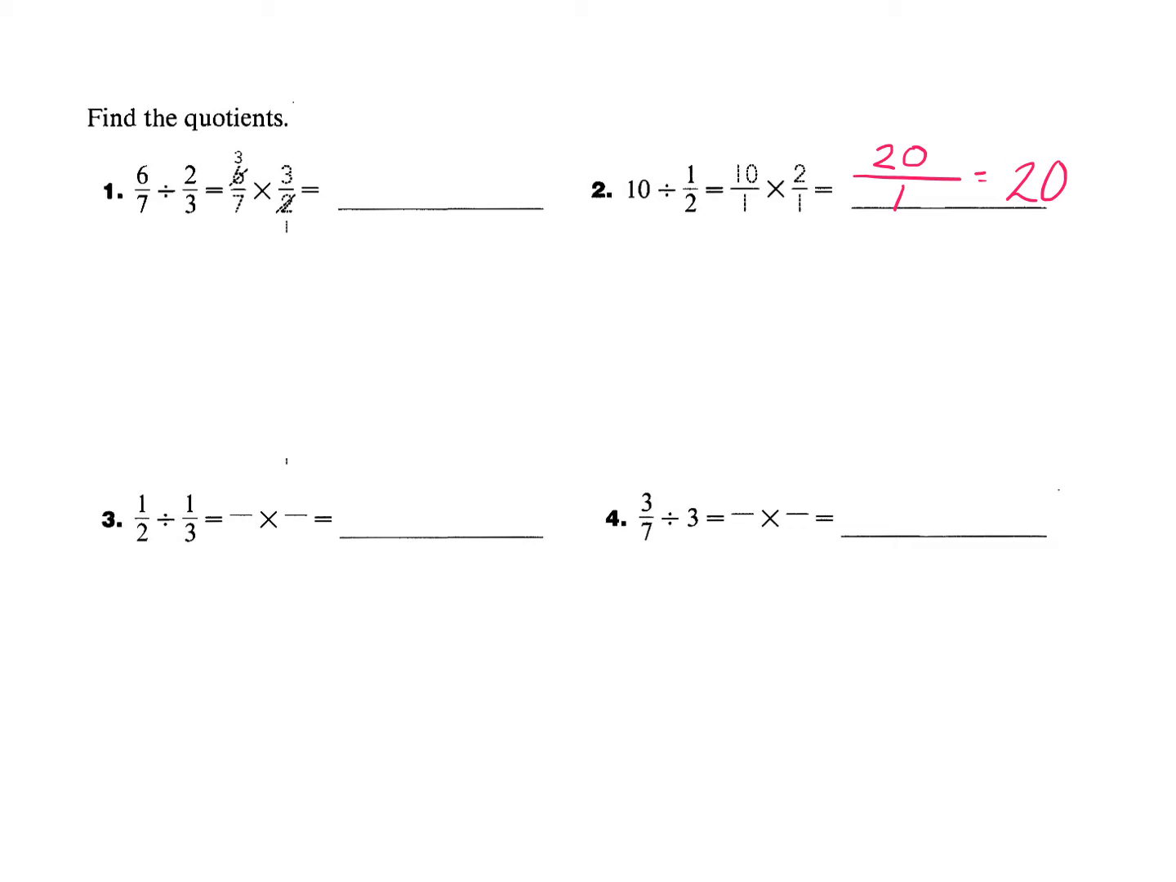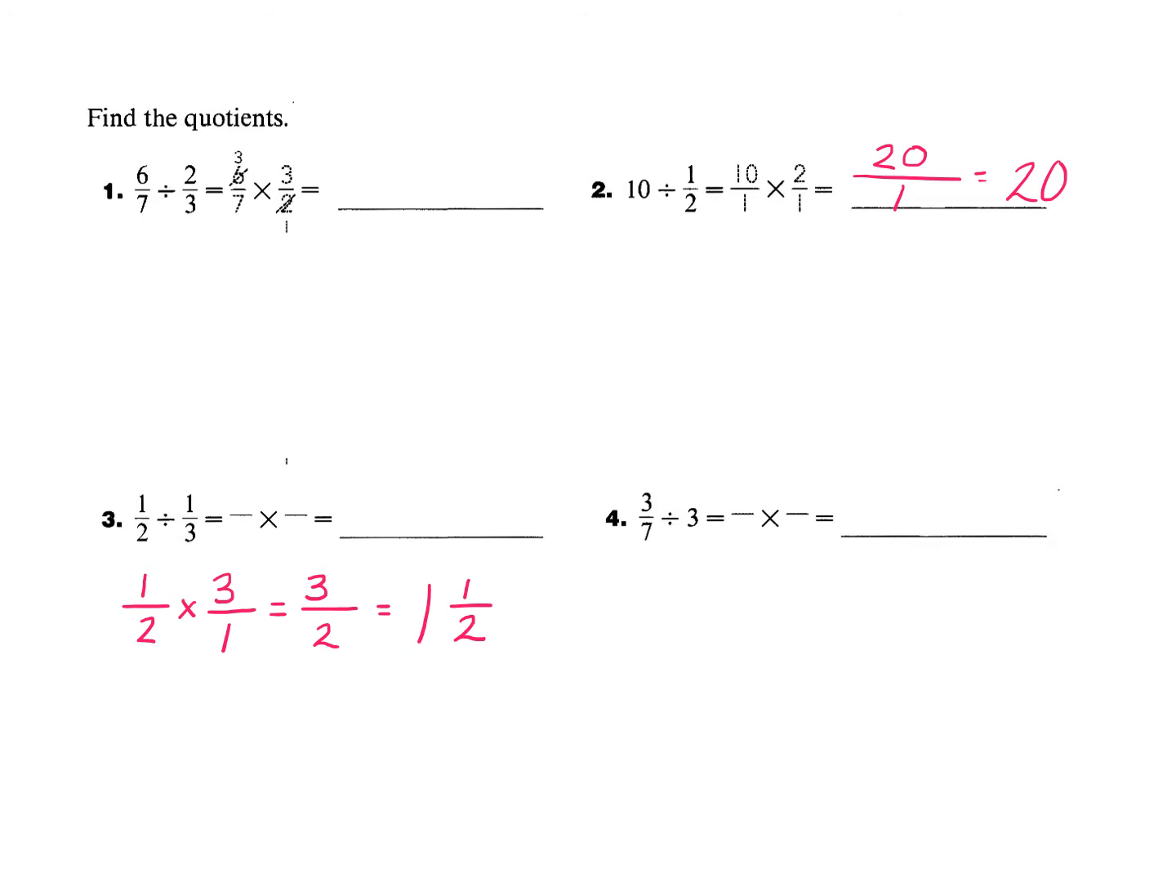Question number 3, 1/2 divided by 1/3. We keep, change, flip. 1 times 3 equals 3. 2 times 1 equals 2. 2 is able to go into 3 once with 1 left over. So our answer is 1 1/2.